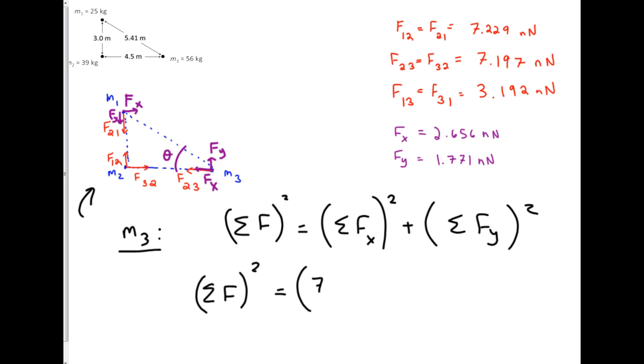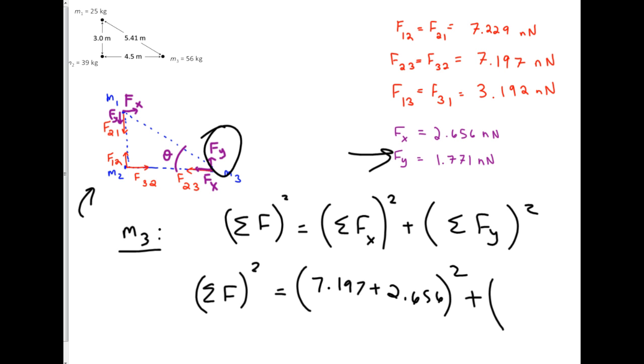Here's F23, there's Fx. It'll be 7.197 plus 2.656. That's the total x force: Fx, here it is, plus F23, here it is. Now I need to add the total y force and square it. The total y force is just Fy, 1.771.